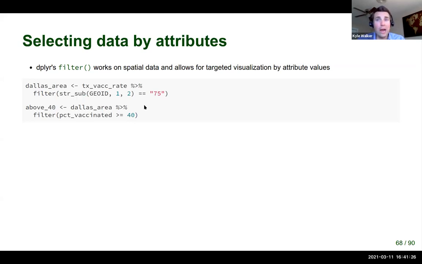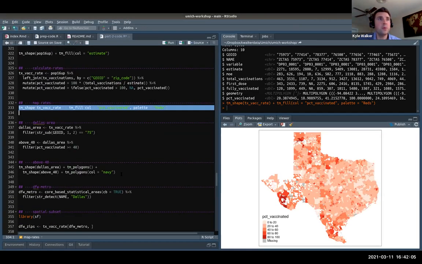Let's say I only want the zip codes around the Dallas area. I can say, give me back only those zip codes where the first two characters, so I'm using str_sub, the first two characters of the GEOID column are 75. So I'm querying my data accordingly and subsetting it down. I can then query further and say, take my Dallas area shapes and then filter it for only those areas where the percent vaccinated value is equal to or greater than 40. We can map that out and let's see what we get.